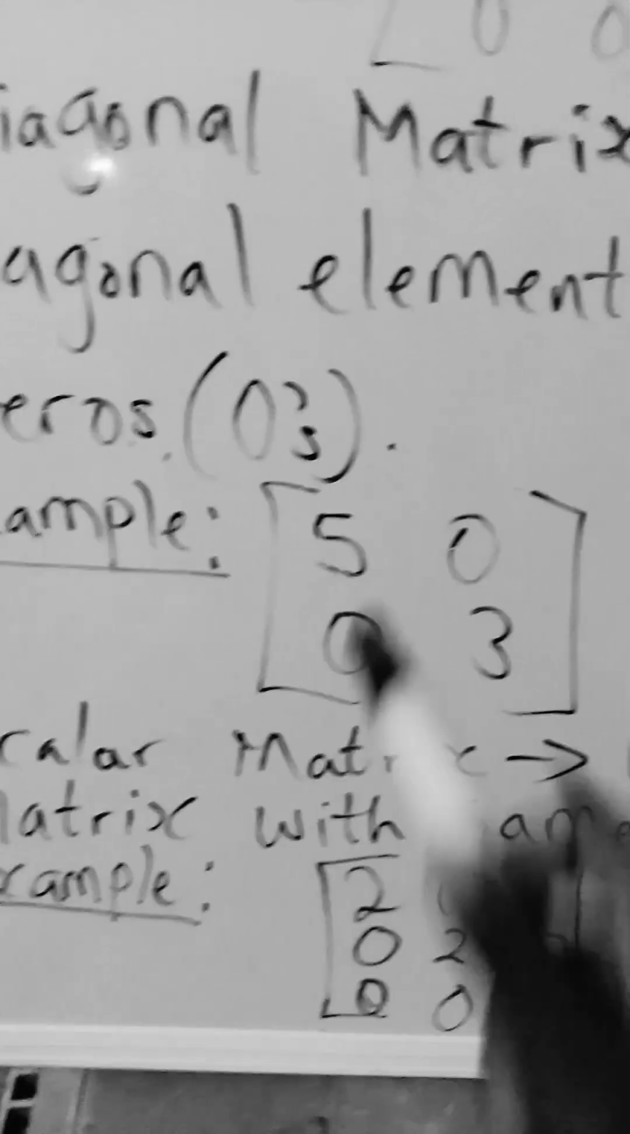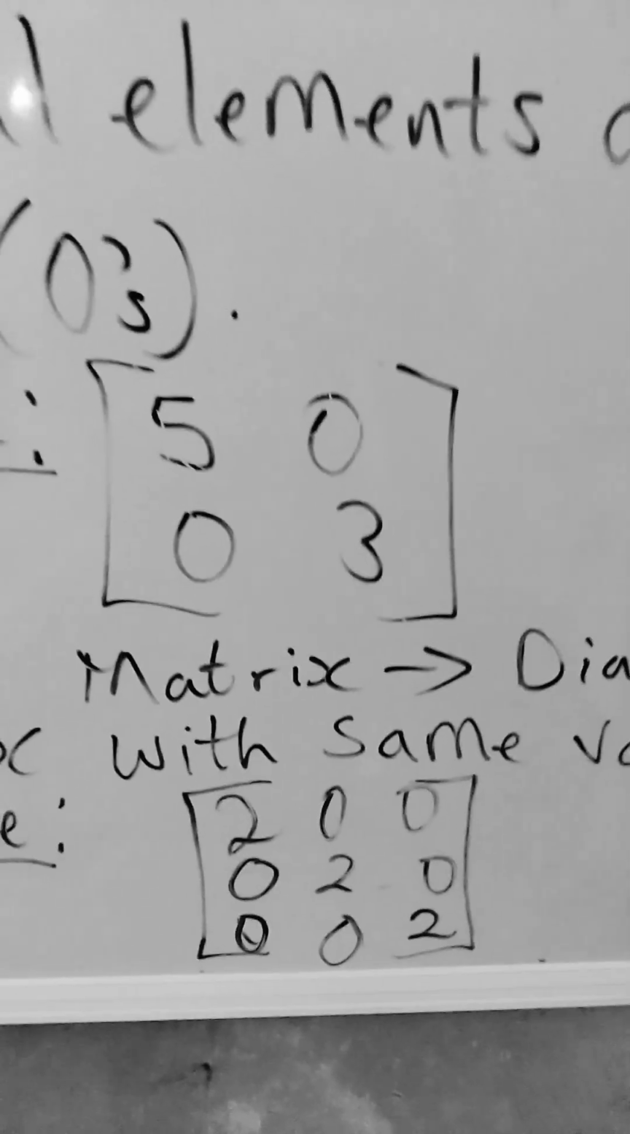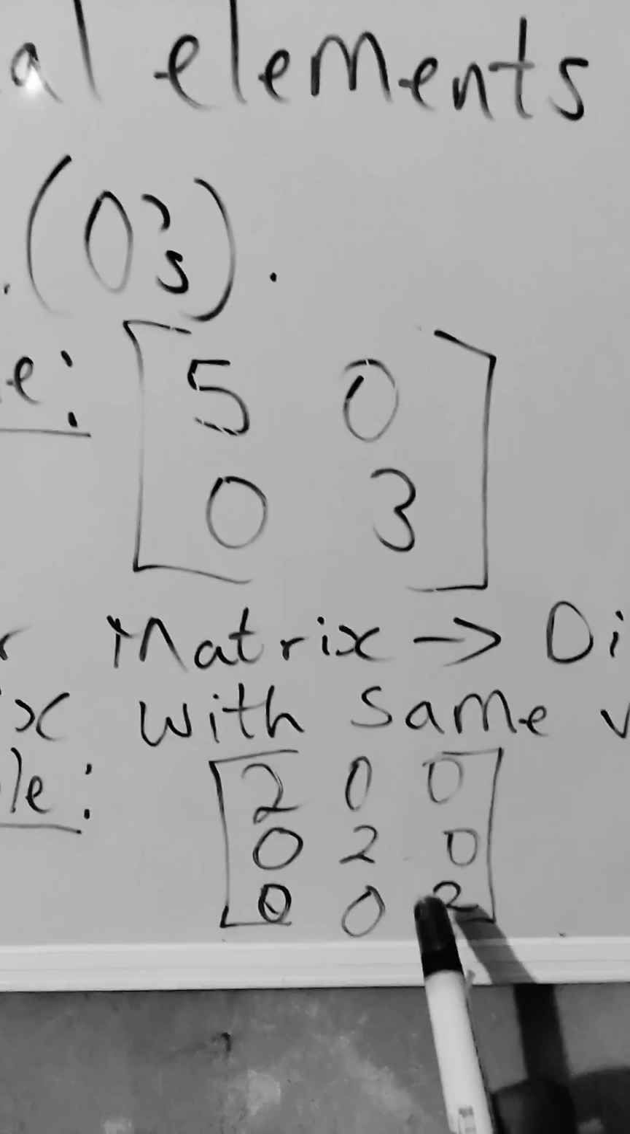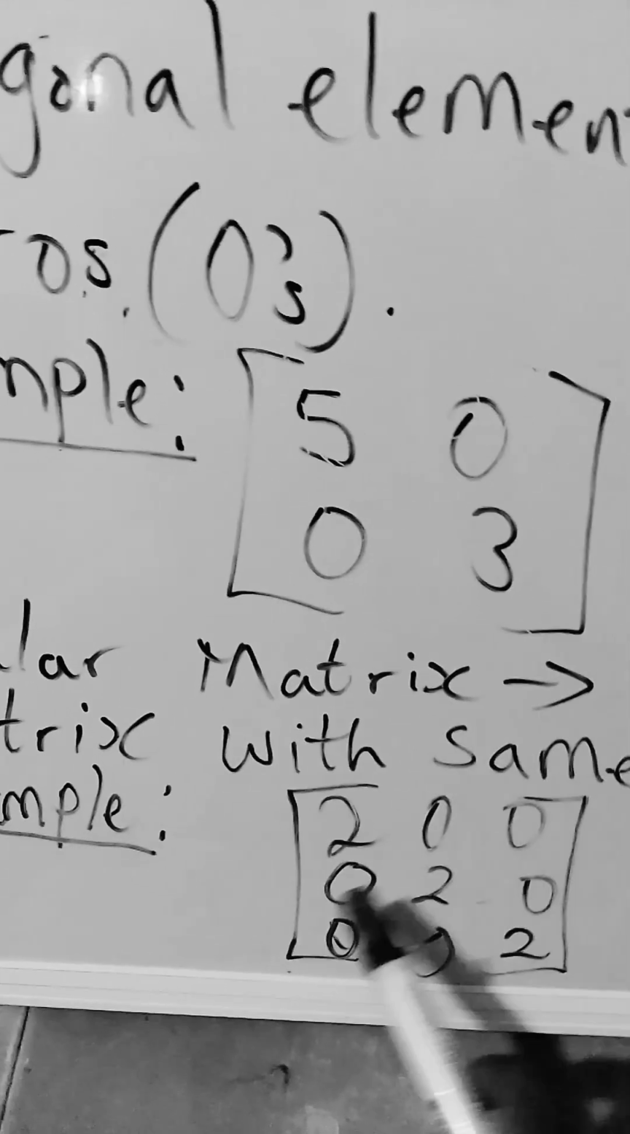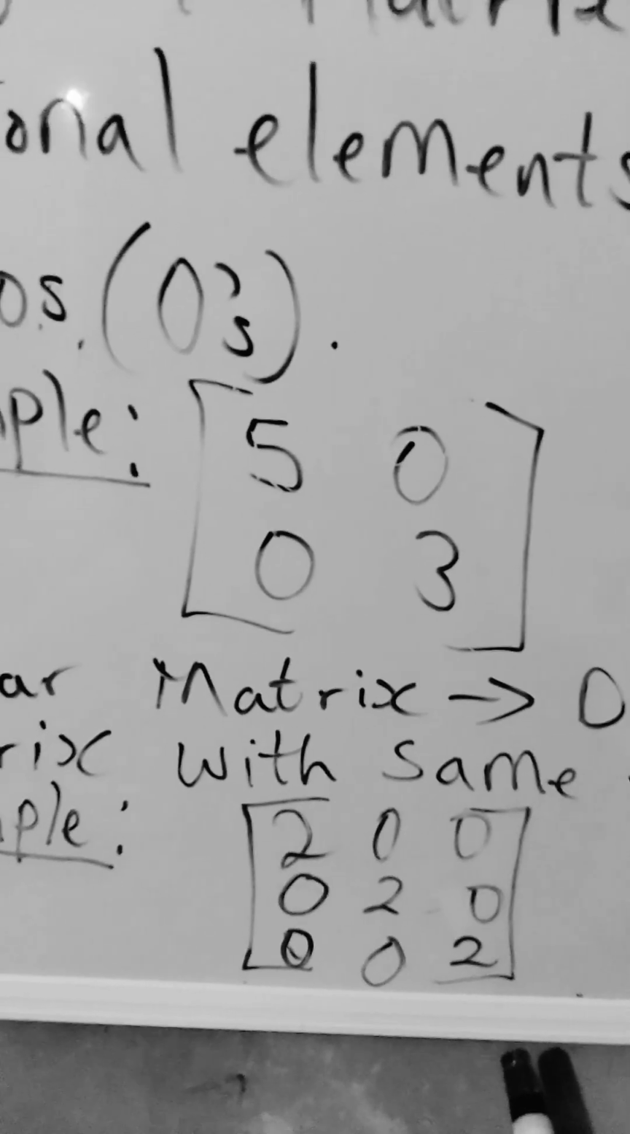How do I mean? In a diagonal matrix, we can have different values, different integers, while in a scalar matrix it is different. Let's look at the example we have below. We have 2 0 0, 0 2 0, 0 0 2. Now, how is this a scalar matrix?